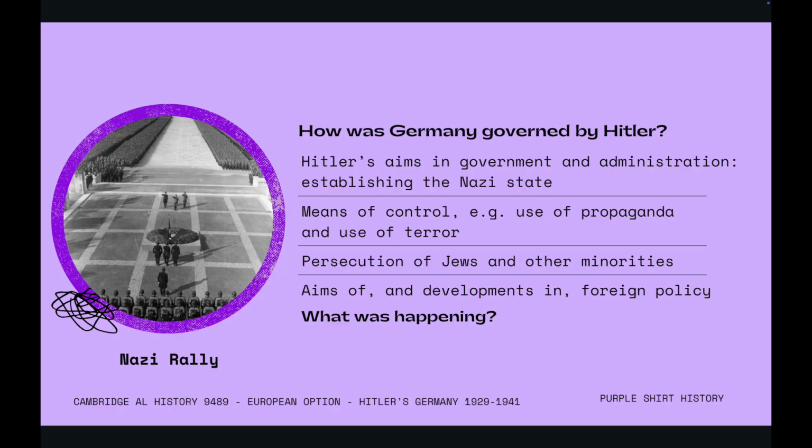Gleichschaltung, coordination. It means bringing all aspects of German life under Nazi rule, from childbirth to death and everything in between. Means of control, e.g. use of propaganda and use of terror. Propaganda is split into positive propaganda and negative propaganda.